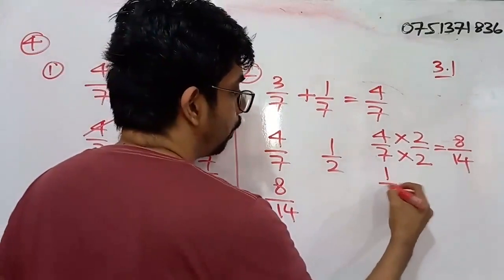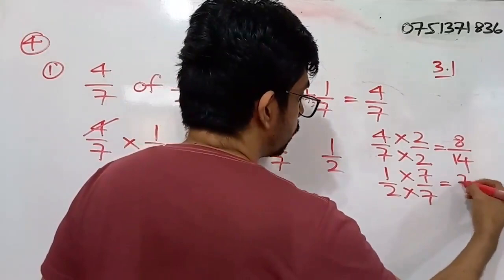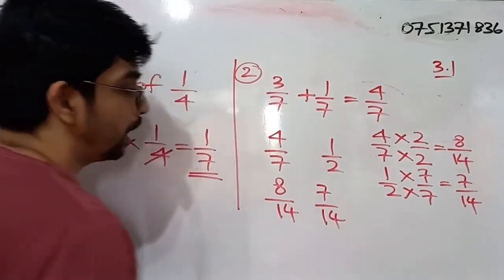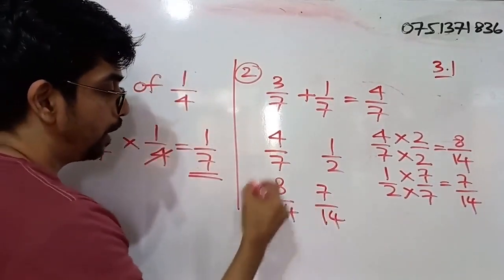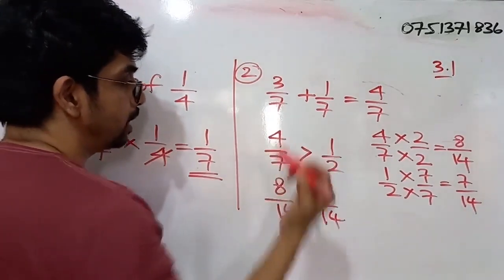Half, 1/2, I will multiply the numerator by 7 and the denominator by 7. So 7 by 14. Now we can compare them. So this fraction is larger. That means what? 4 by 7 is larger.